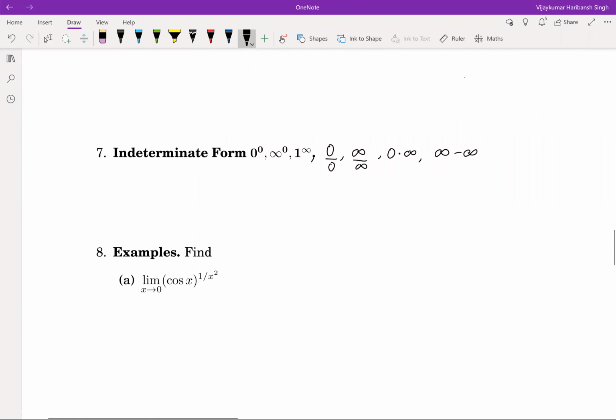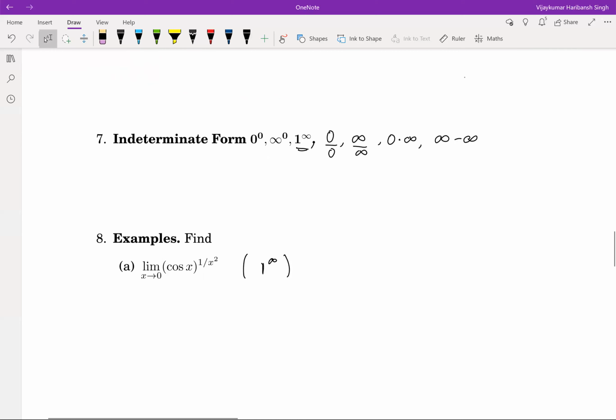As x goes to 0, cos 0 becomes 1, and x squared goes to 0, so 1 by x squared goes to infinity, right? Because it has a positive sign. So this is a form 1 to the power infinity, because cos 0 is 1. So as you can see, this form here, we'll need to apply L'Hopital's rule.